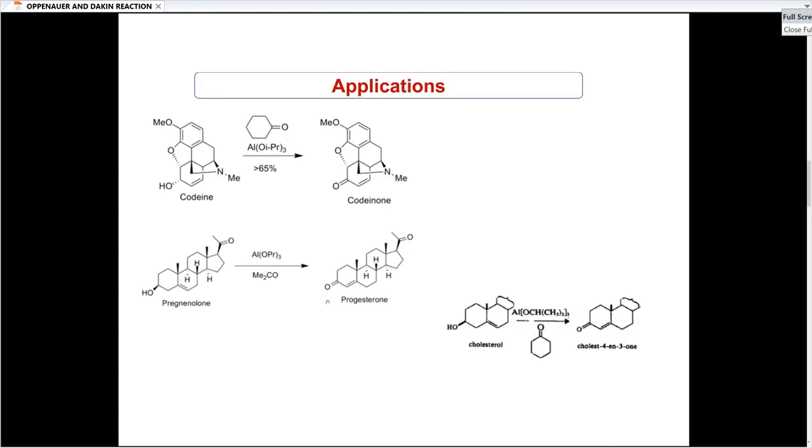Now if you look at the applications of Oppenauer oxidation, you can see that codeine, here you can see this is a secondary alcohol, can be converted into codeinone using aluminum isopropoxide catalyst, and the ketone used here will be cyclohexanone. Similarly, several steroidal molecules, for example, pregnenolone, can be converted into progesterone using Oppenauer oxidation method. Cholesterol can be converted into cholestenone using Oppenauer oxidation method.